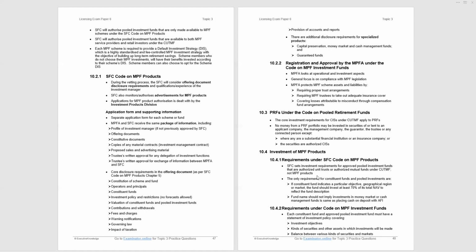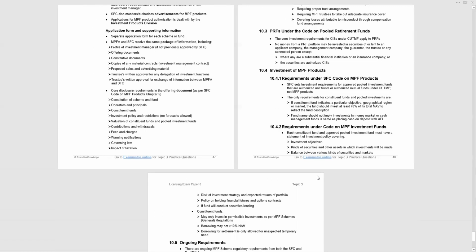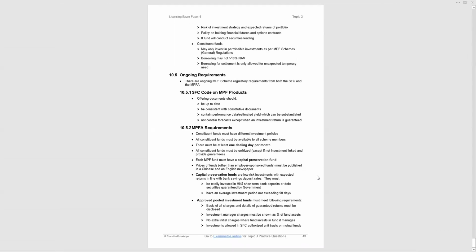Pooled retirement funds under the Code of Pooled Retirement Funds, 10.3, moving on to investment of MPF products, the requirements under the SFC code and the MPFA code. And then lastly, the ongoing requirements of both the SFC code and the MPFA. Do I need to know all of that in detail? Well, remember, MPF products, it's probably going to be one question if it comes up, and there's a lot more material. So in terms of planning your time for study on topic 3, I would be certainly comfortable with open-ended fund companies, liquidity, risk management, REITs, and the mutual recognition of funds. The MPF products, I probably wouldn't do as much on. I would do the questions and hopefully I'll be there.